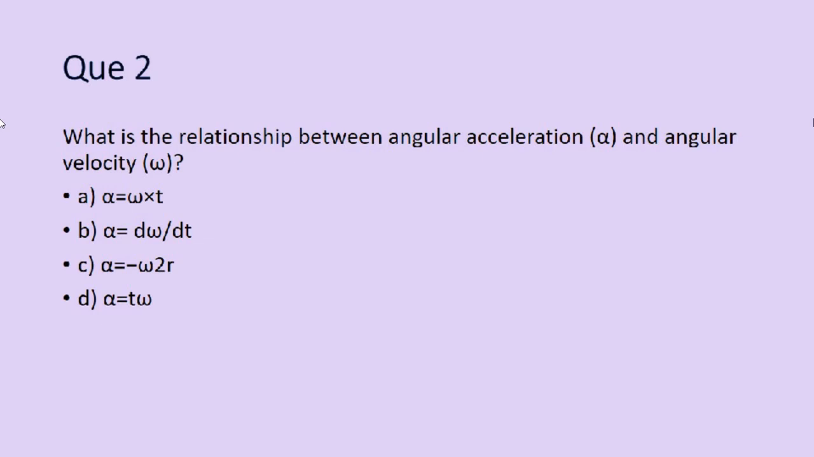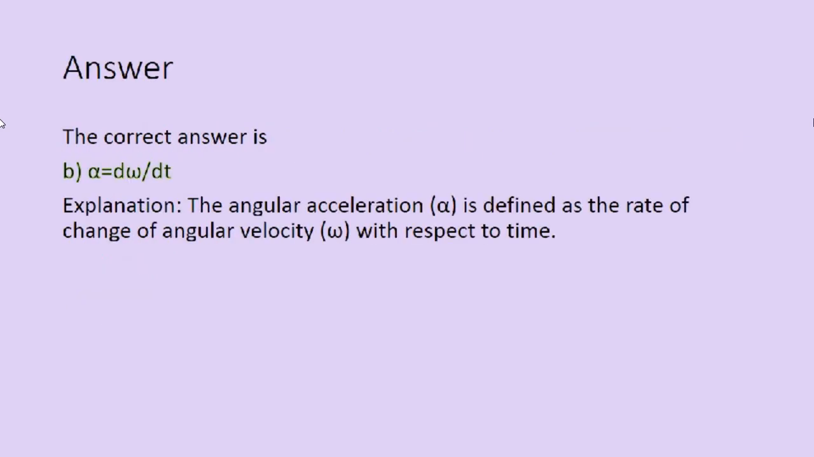Question number 2. What is the relation between angular acceleration alpha and angular velocity omega? Options are A, alpha is equal to omega cross t. Option B, alpha is equal to d omega by dt. Option C, alpha is equal to minus omega square r. And D, alpha is equal to t times omega. And the correct answer is option B, alpha is equal to d omega by dt.